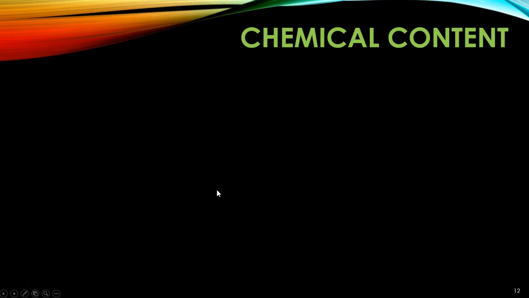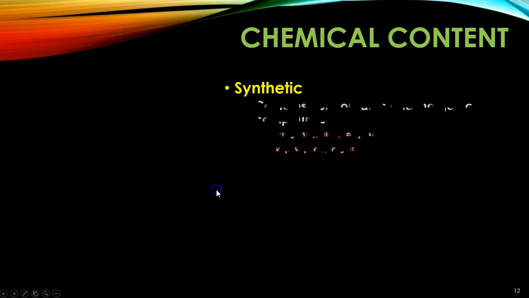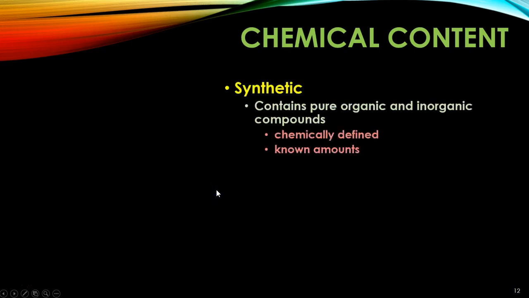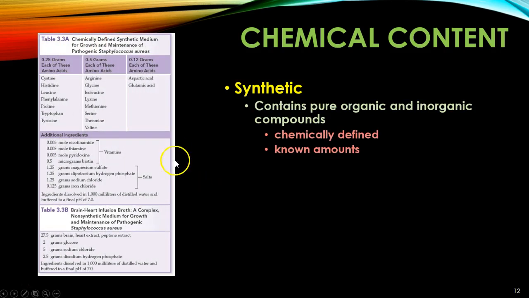All right, if we look at chemical content, there can be media that we call synthetic, and that's where you weigh out absolutely every component so you know exactly what's in it. You weigh all these, you need this many amino acids, that much of these amino acids, that much of this. We add these other ingredients, everything that it possibly needs, so it's chemically defined.